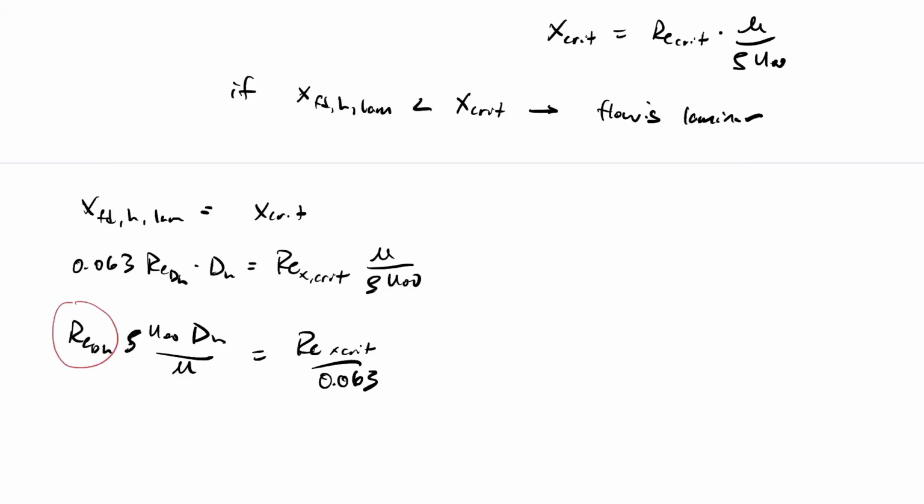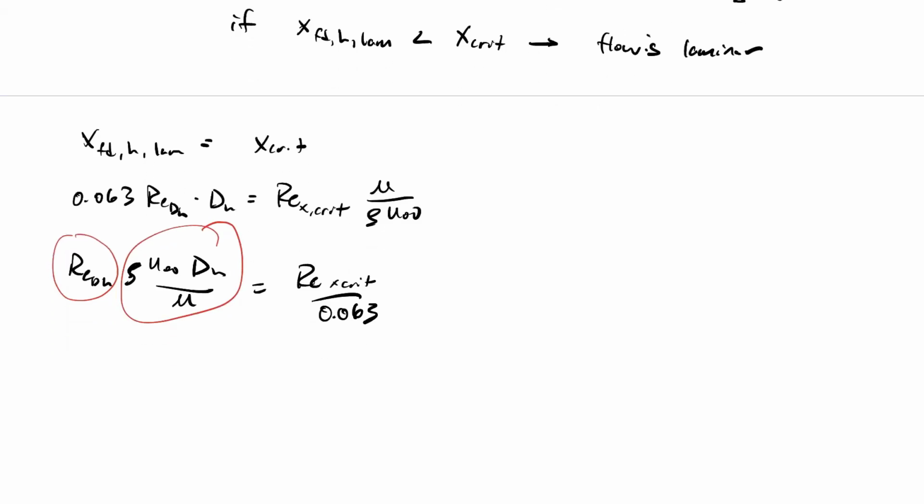Okay, so now actually over here we have Re_DH, that's the Reynolds number expressed in terms of D_H. We have Re_DH here again, right? So we actually have Re_DH squared on the left-hand side. So great, that becomes Re_DH squared is equal to Re_X,crit over 0.063. What was the Reynolds number for external flow that we used to decide when it was going to become turbulent? It was a specific number, 5 times 10 to the 5th.